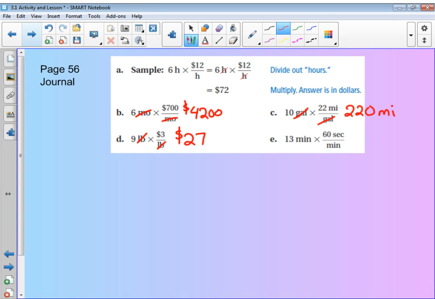I would like you to go ahead, pause your video, and work your way through letter E. You've got 13 minutes times 60 seconds per minute. Okay, so 13 minutes turns into 780 seconds. So that's working with a unit rate. It's just giving us some basics of working with rates and some ways that we might use a rate.